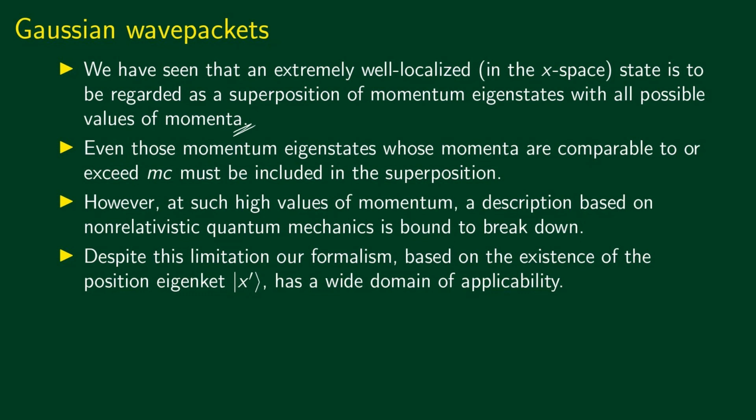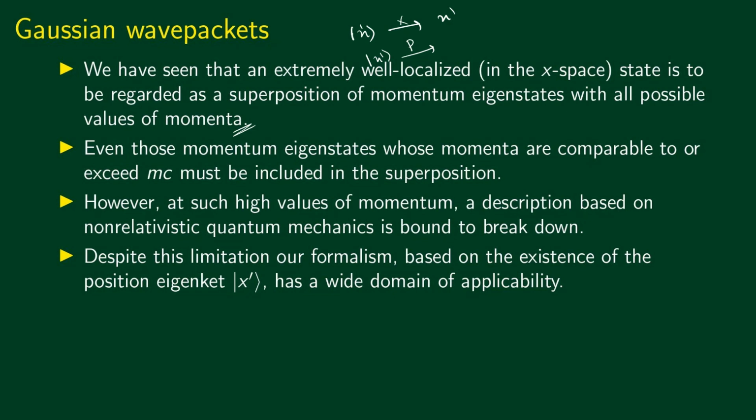So if I have a position eigenstate and I make a measurement of position, I'm sure to get x prime. We are talking in an idealized language again. But if I take a position eigenstate and measure momentum, I could get any of the eigenvalues of the momentum operator. So when the position is completely certain, the momentum is completely uncertain.